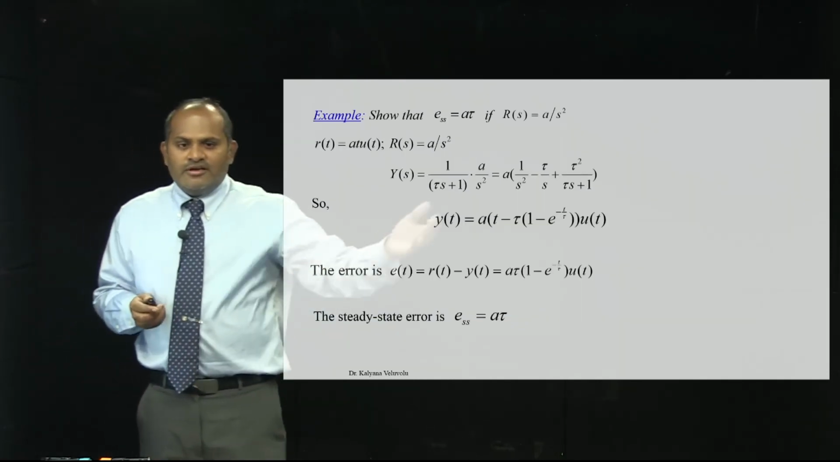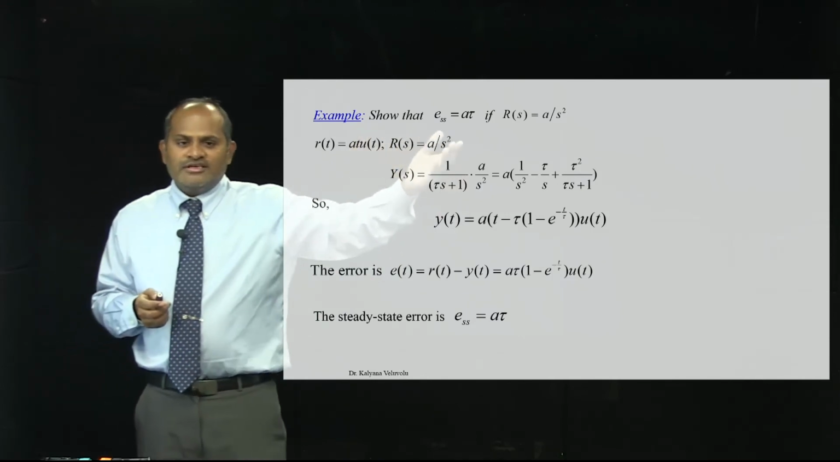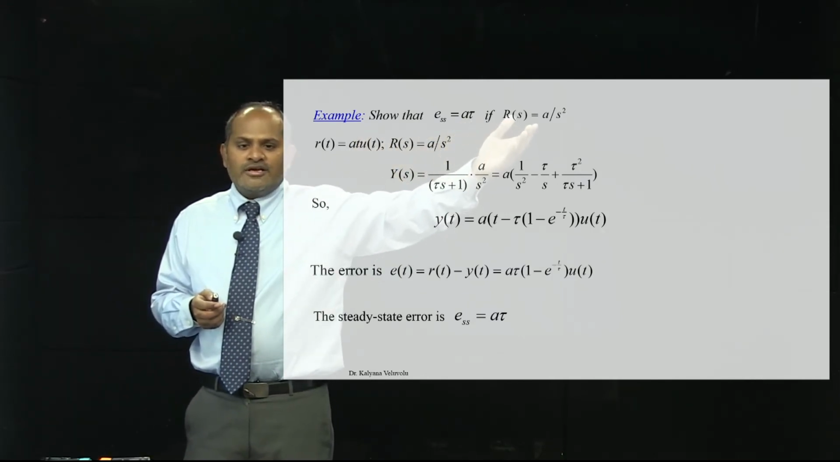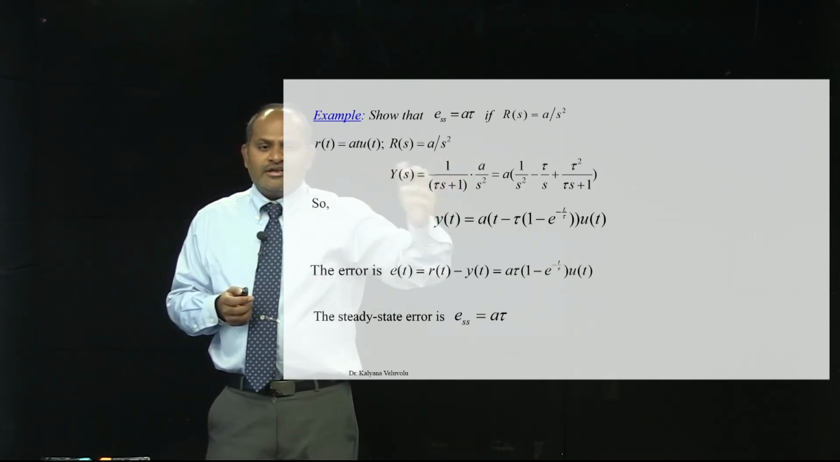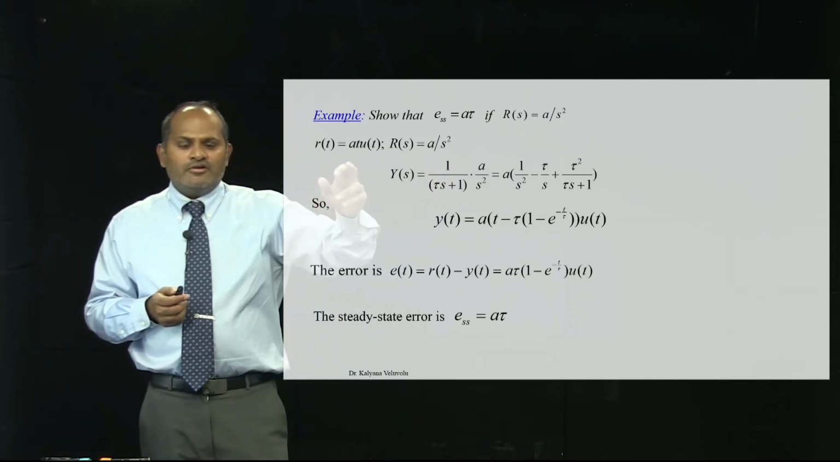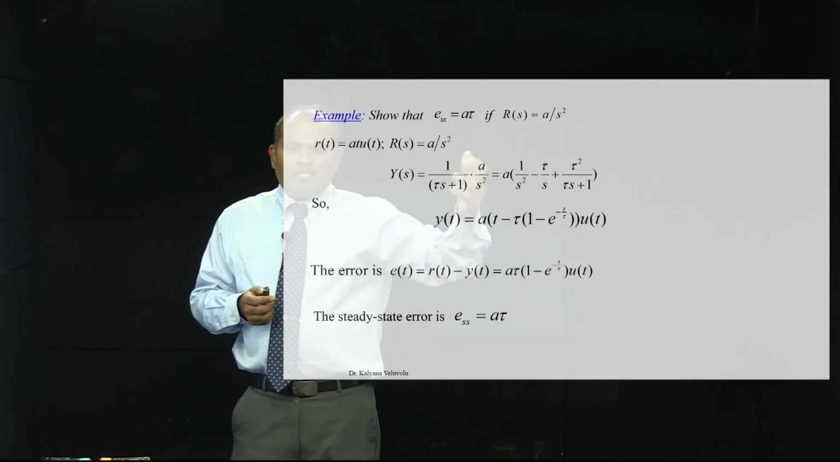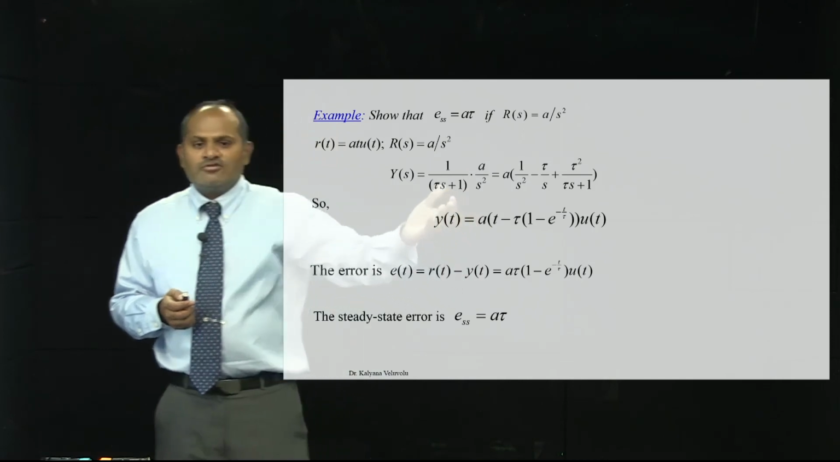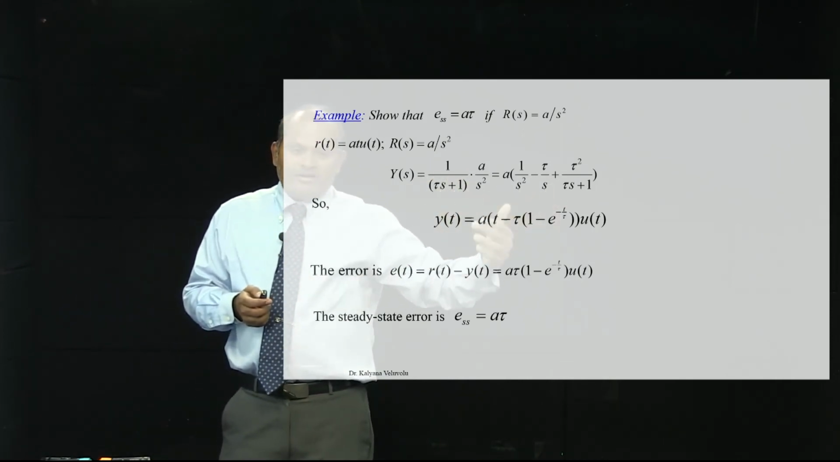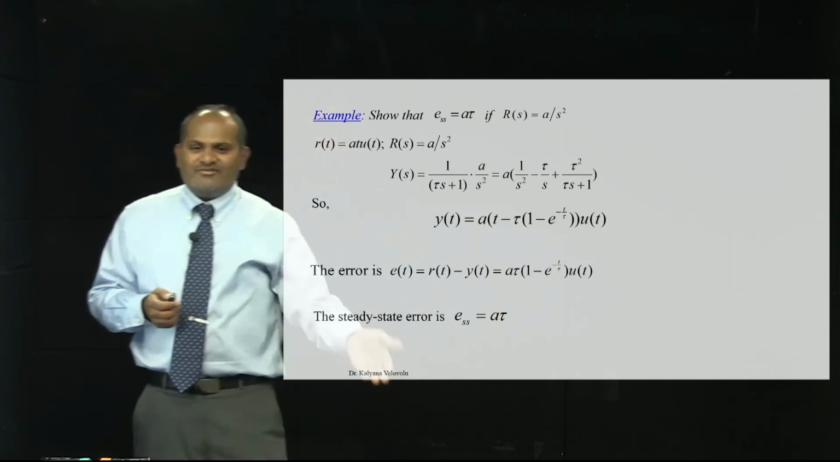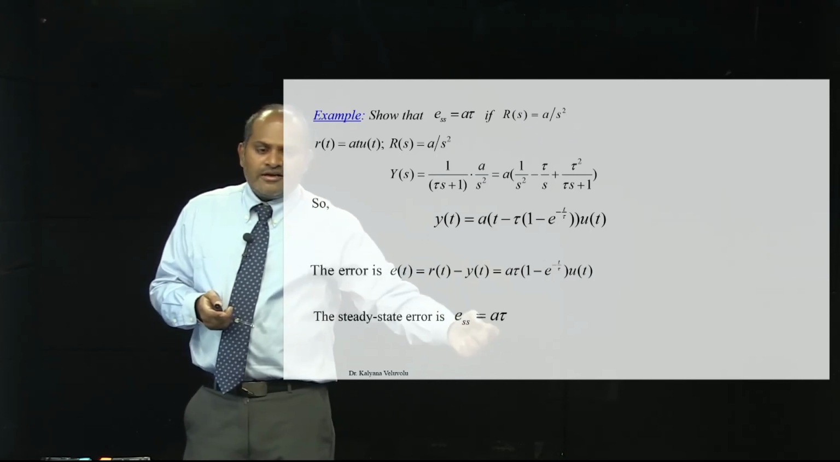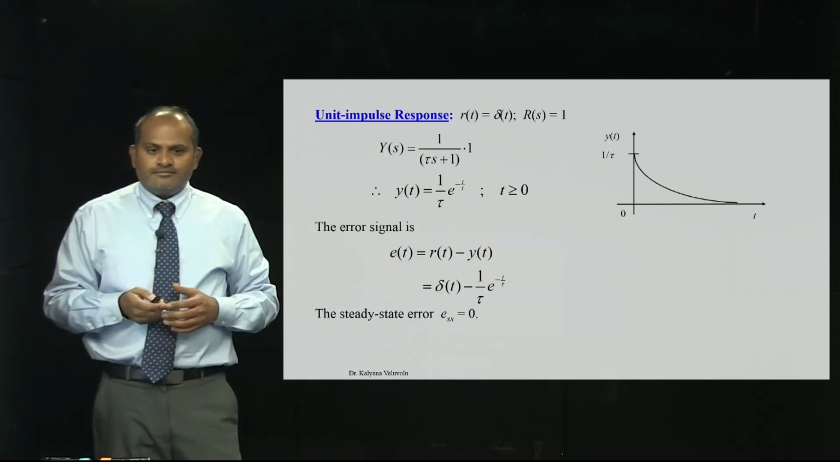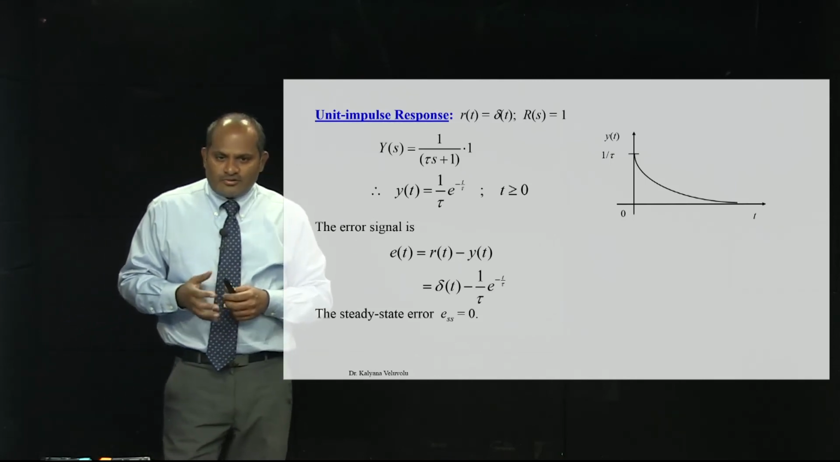So, there is a simple example here. It says: show that e steady state is equal to a tau if R of s is equal to a by s square. R of t is equal to a t u of t, R of s is equal to a by s square. Take the input as r of t equal to a t u of t, because R of s is given by a by s square. So, you take the input, apply it to the system, Y of s is equal to 1 by tau s plus 1 times a by s square, and then you can get the inverse Laplace transform and calculate it. This is a very simple one, just for refreshing. So, you can try to analyze this one, and you will get the error as a tau, which is a constant error.